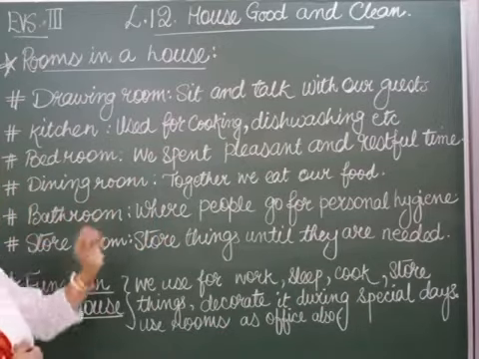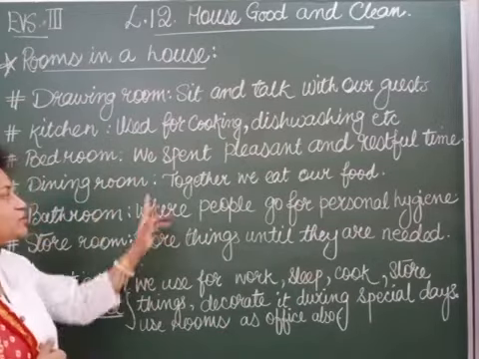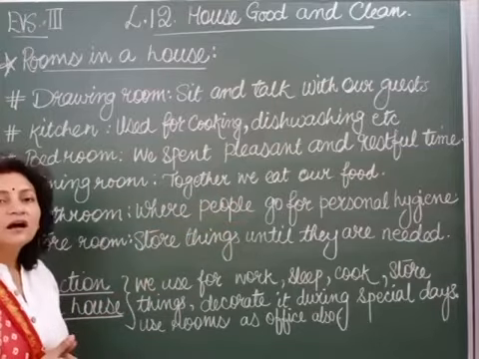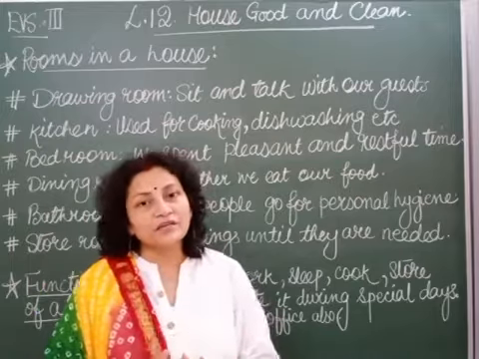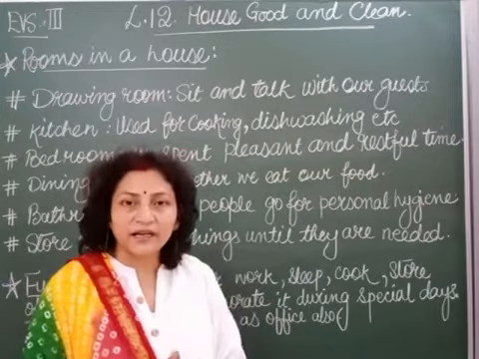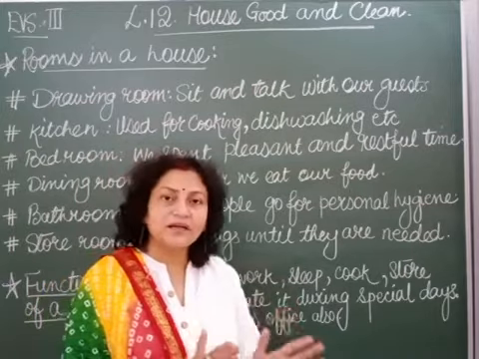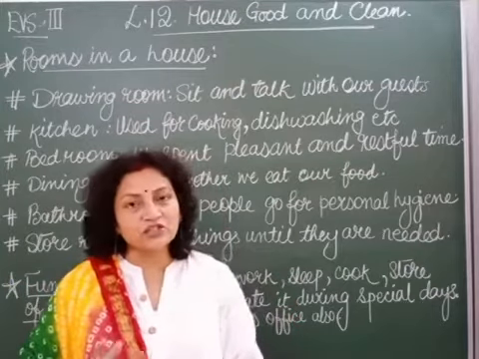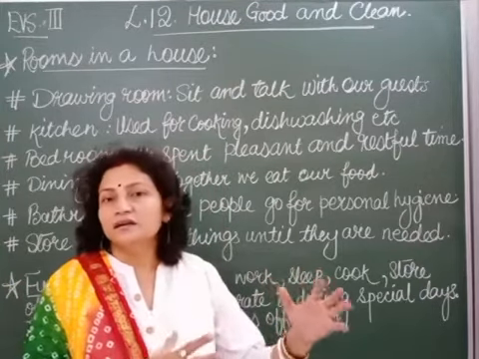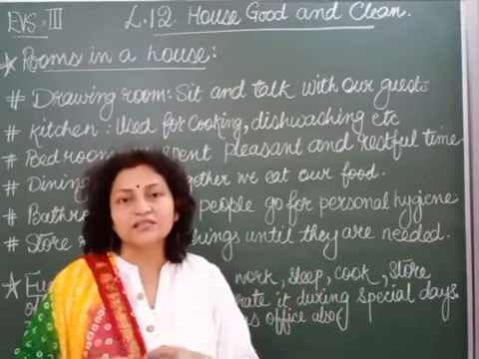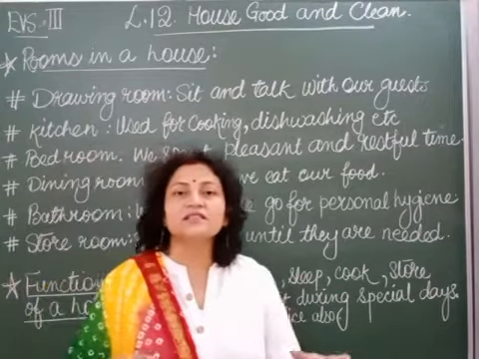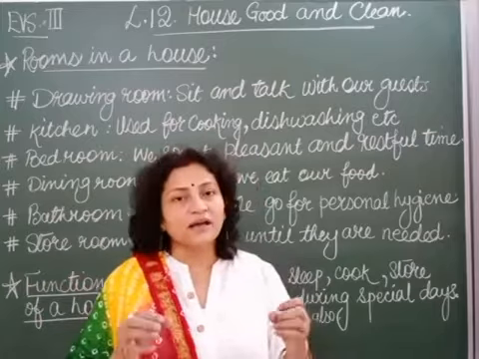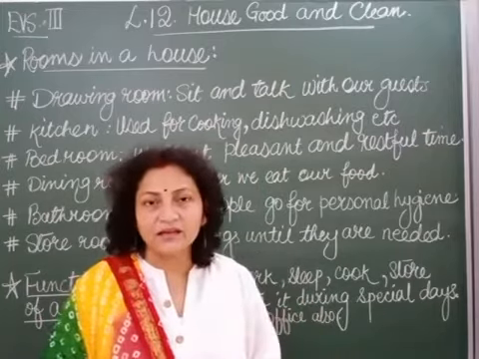Dining room. Now as I said earlier, together we eat our food. Many houses have a special area which is called dining room, and many houses don't have a special area, they keep this dining room attached to the kitchen. Maybe the kitchen is very big and in the kitchen they adjust their dining table and make it a dining area.